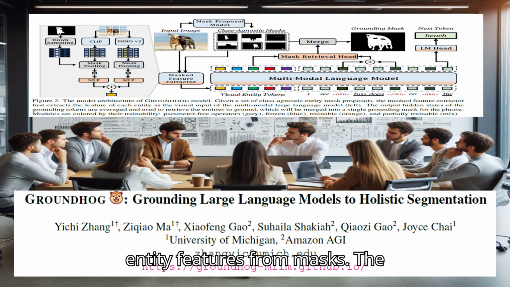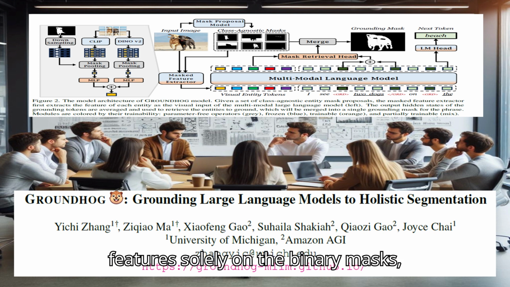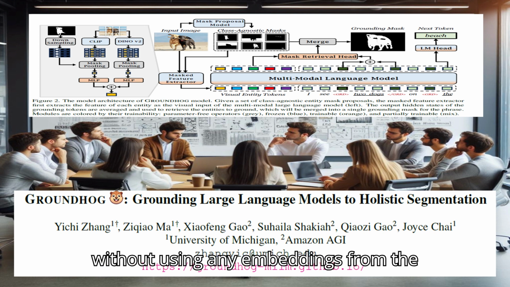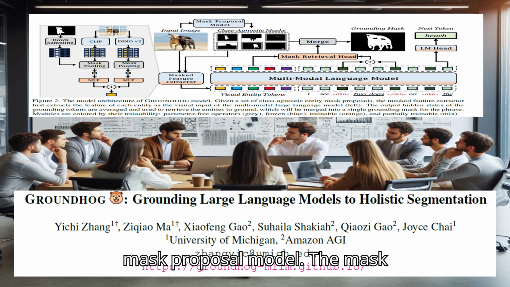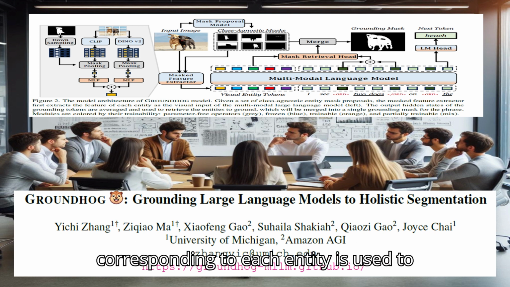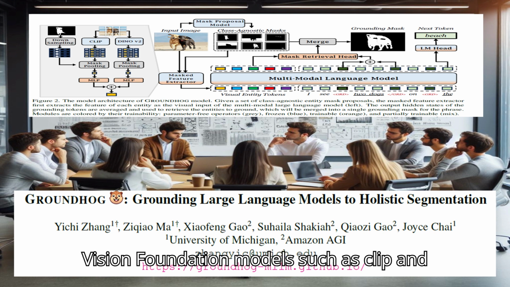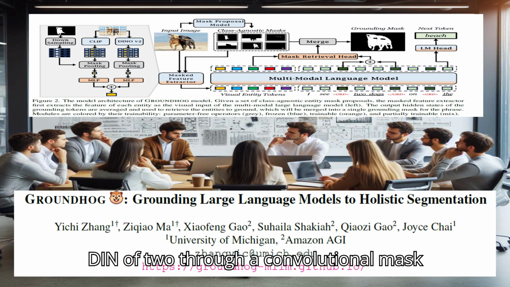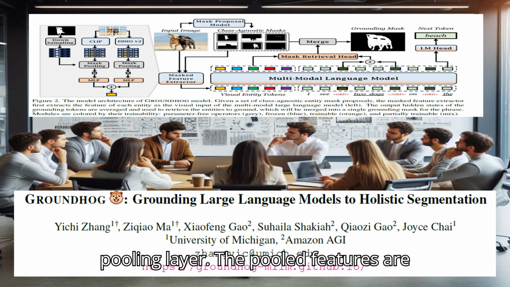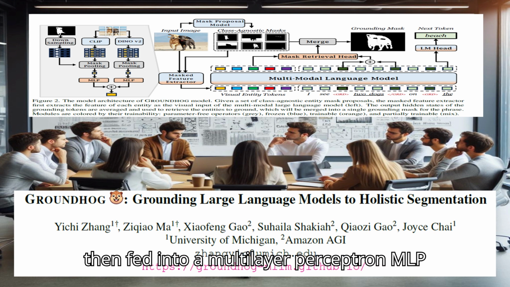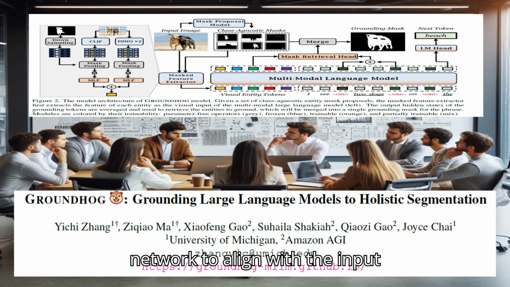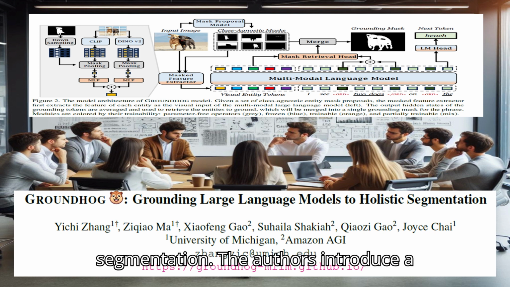2. Building entity features from masks. The authors suggest conditioning the entity features solely on the binary masks, without using any embeddings from the mask proposal model. The mask corresponding to each entity is used to extract patch features from pre-trained vision foundation models, such as CLIP and DINOv2, through a convolutional mask pooling layer. The pooled features are then fed into a multi-layer perceptron (MLP) network to align with the input embeddings of the MLLM.